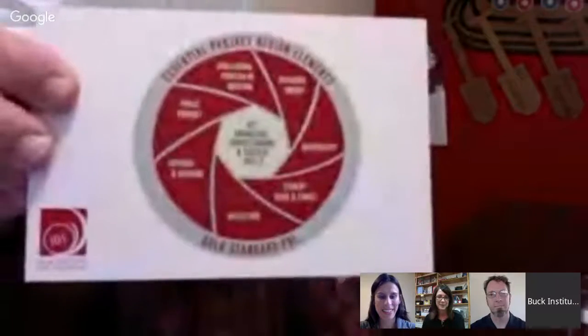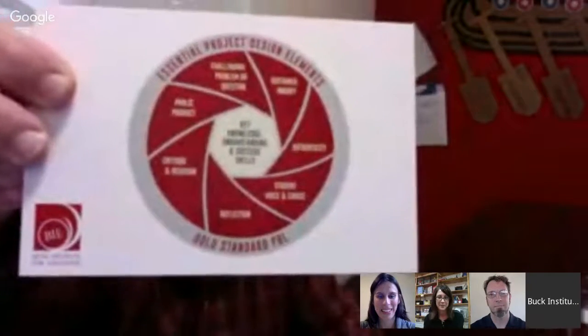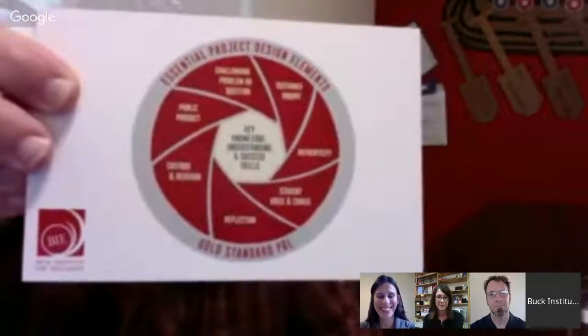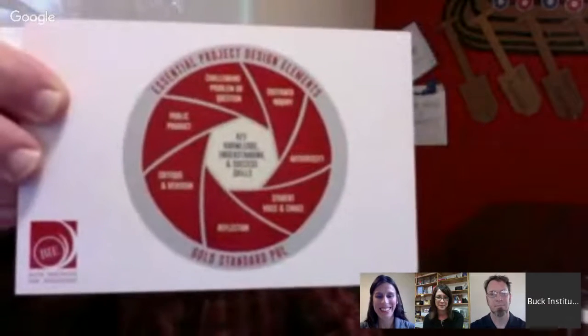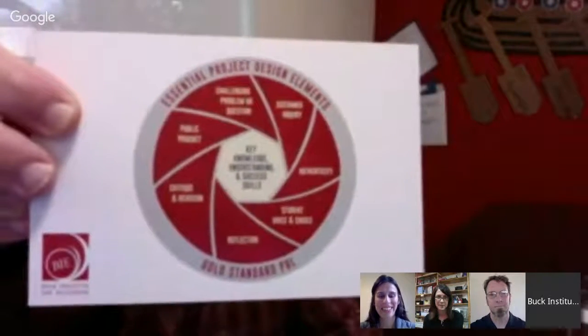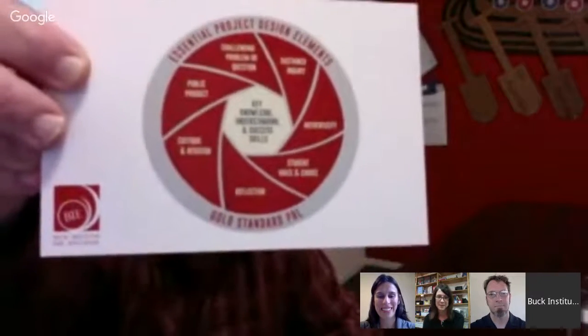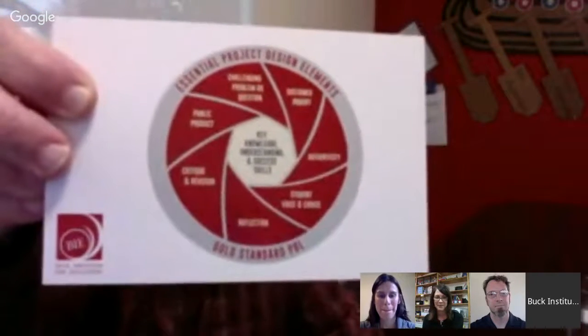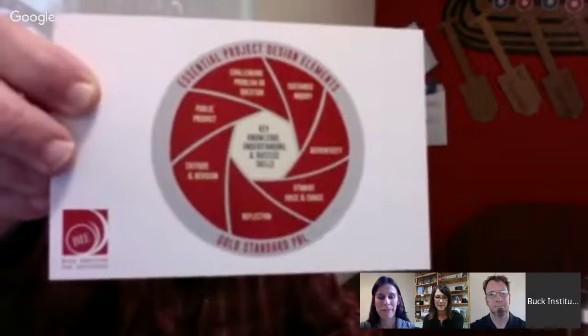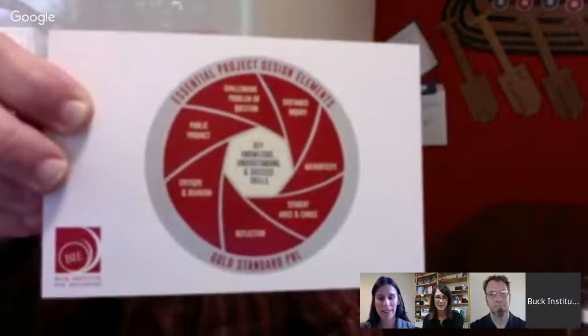Okay, so critique and revision. I mentioned it's one of our gold standard project design elements. You can read more about that on our website at BIE.org. And also, this draws from our book we published with ASCD last year called Setting the Standard for Project-Based Learning. As you can see, one of the essential project design elements there is critique and revision. Let's talk about why that's important. What do we mean by it, and why is it important in a PBL context?